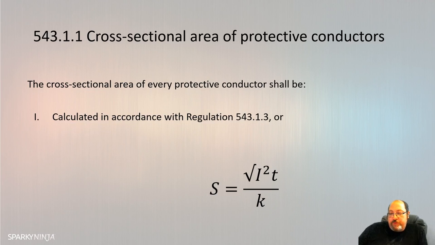Calculation in accordance with 543.1.3 is necessary if the choice of cross-sectional area of the line conductors has been determined by consideration of short circuit current, and if the earth fault current is suspected to be less than that short circuit current. If the protective conductor is not an integral part of the cable, and is not formed by a conduit, and is not contained in an enclosure formed by a wiring system, so in other words it's a single green and yellow running on its own accord, then it will be sized 2.5 mil if it has mechanical damage protection, or 4 mil if not. So that's sizing for mechanical protection there. Those are minimum sizes.